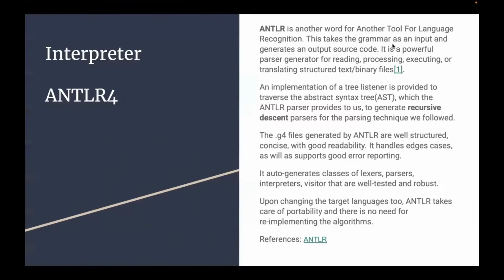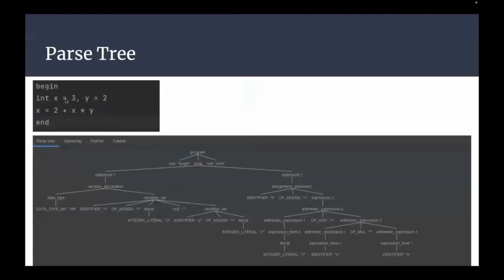So next is the parse tree. For this particular code snippet, this is the parse tree that is generated. Statement 1 is the variable declaration, statement 2 is the assignment statement. Here int is the data type that is captured, and identifier assign literal, and then identifier assign literal, which is x equals 3 and y equals 2.